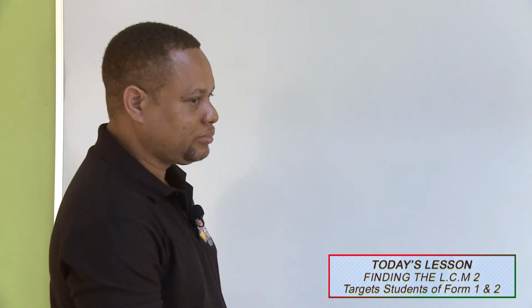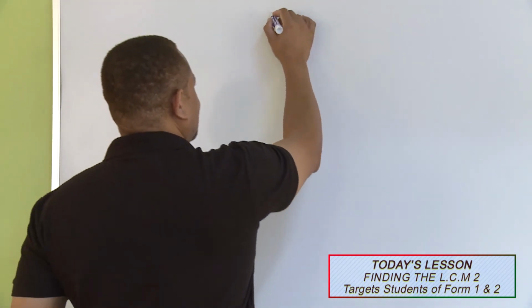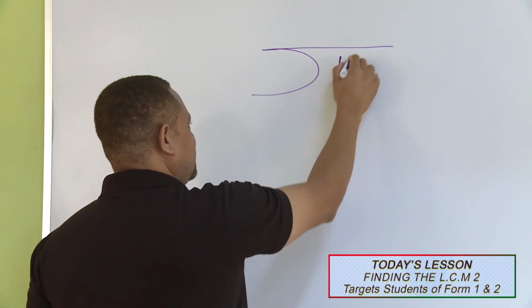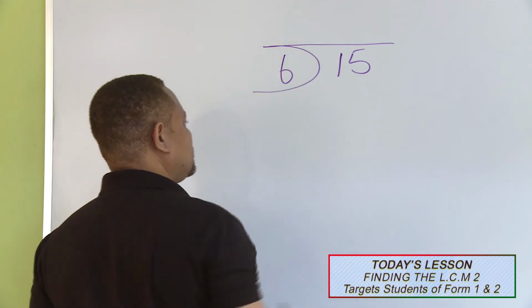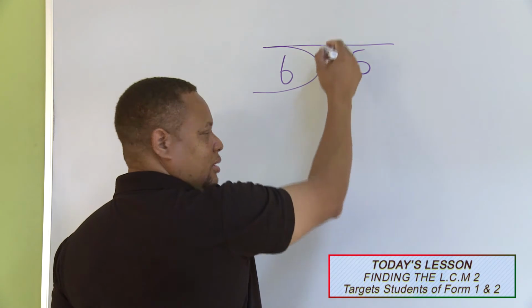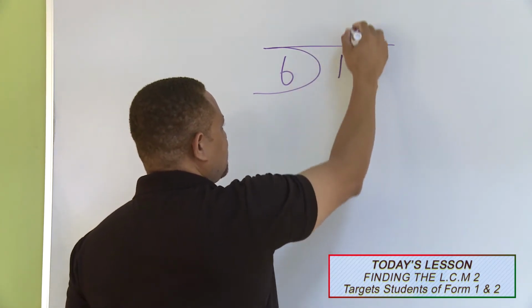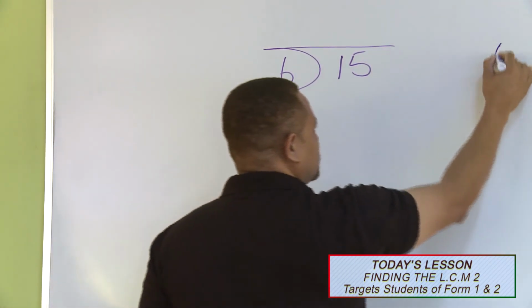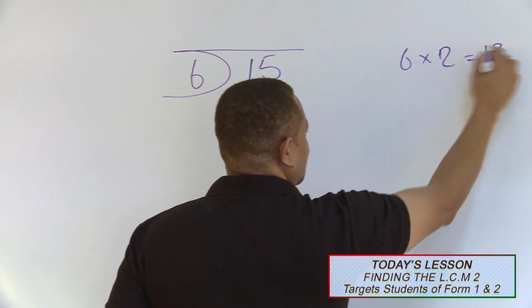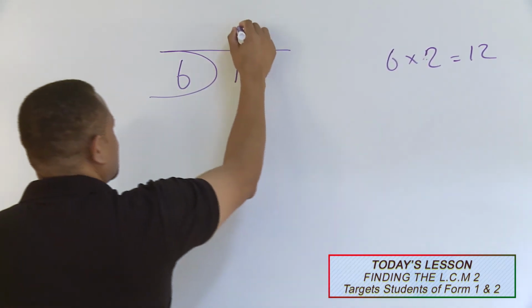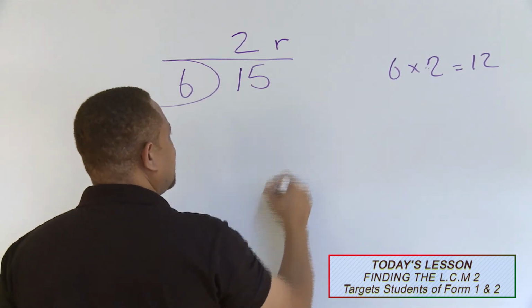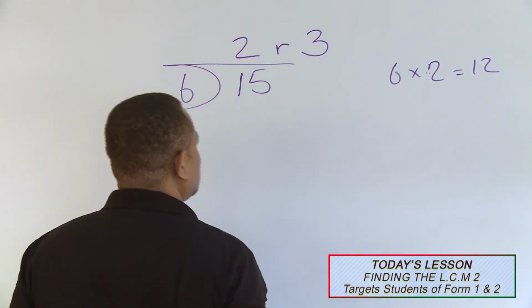So for example, if I divide 15 by 6, I would get 6 into 15, 2, because 6 twos equal 12. So my quotient is 2 and my remainder is 3.